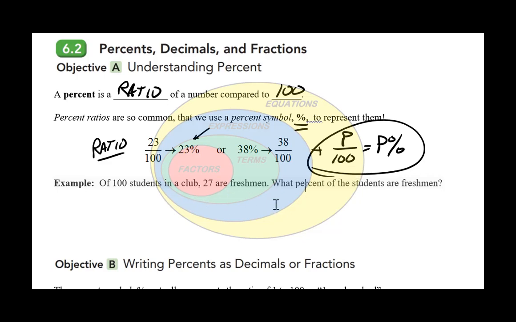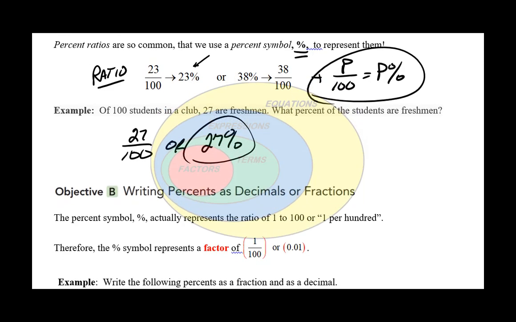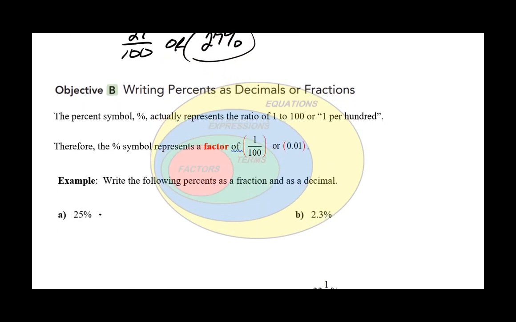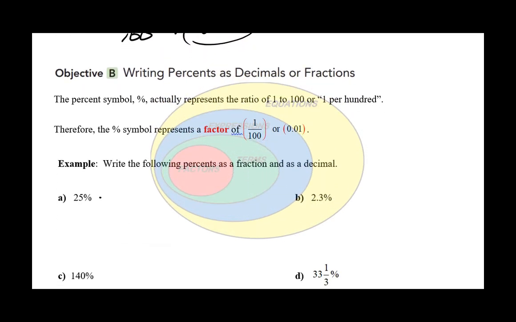So if we look at this example, of 100 students in a club, 27 are freshmen. Then the ratio of freshmen to students would be 27 to 100. Or since it's compared to 100, we could write this as 27%. So just getting used to the symbolism. When we compare numbers, comparing to 100 is actually pretty nice once we get used to it, right? And percents are really common.